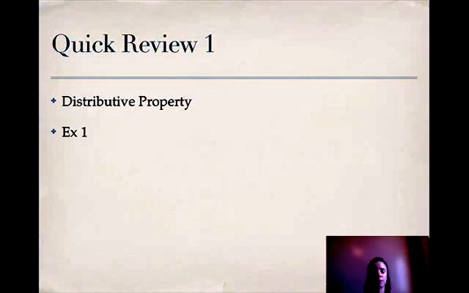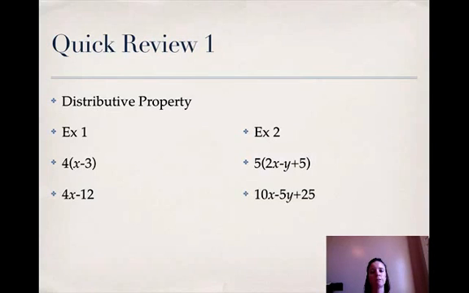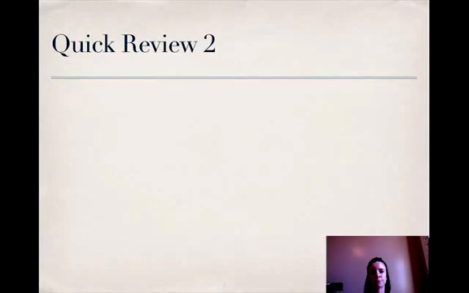First, distributive property. Example 1, we have 4 times the quantity x minus 3. Remember, that means we bring our 4 through using multiplication, so it becomes 4 times x minus 12. We should have example 2, 5 times the quantity 2x minus y plus 5. I bring my 5 through using multiplication, so 5 times 2x gives me 10x. 5 times the y gives me a minus 5y. Notice that minus stays, and 5 times 5 is 25.